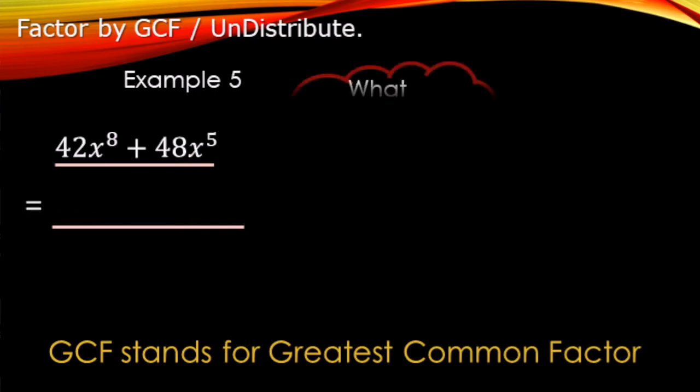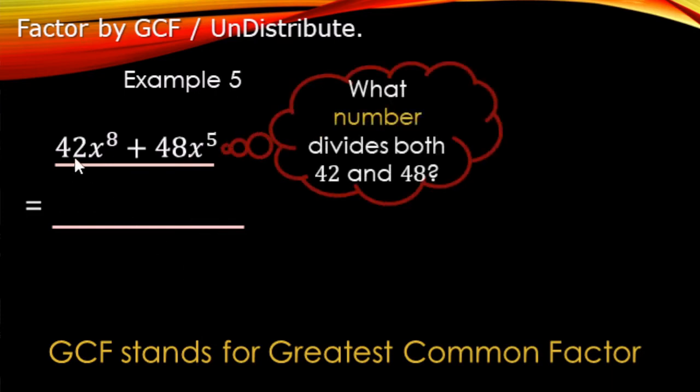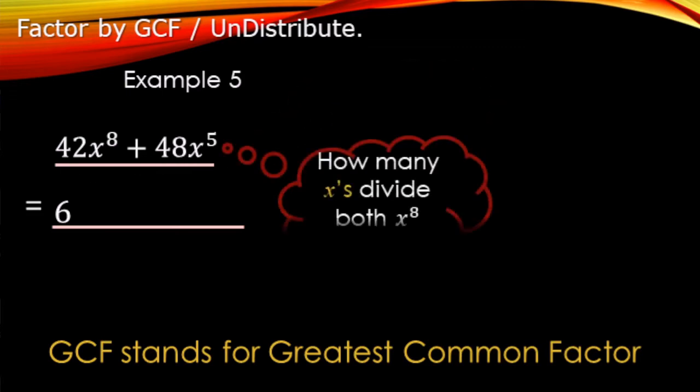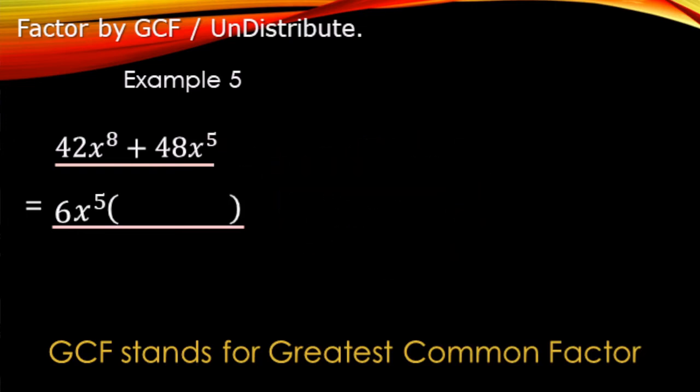Here we go. What two numbers divide both the 42 and the 48? And that's going to be a 6. 6 divides both 42 and 48. Looking at the numbers first, now we'll look at the variables. How many x's divide both the x to the 8th and the x to the 5th? Well, that's going to be 5 factors of x.